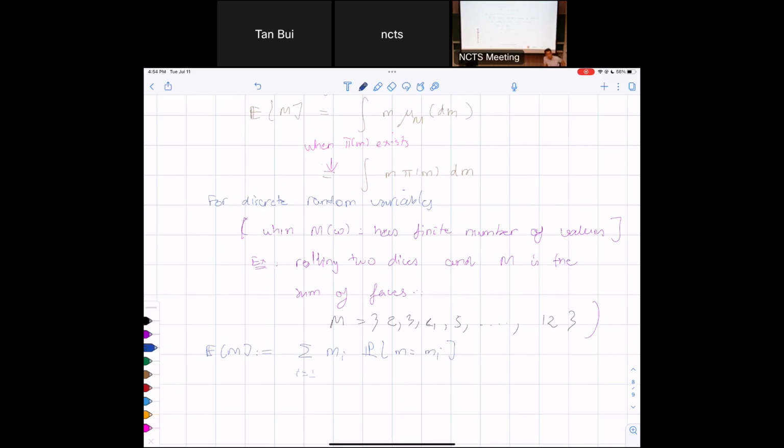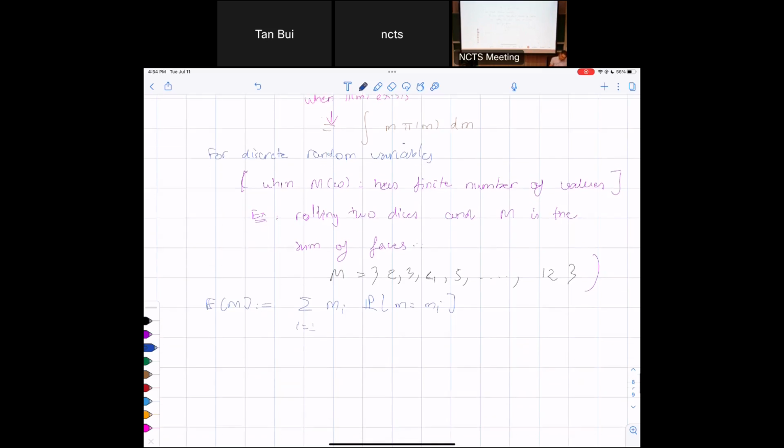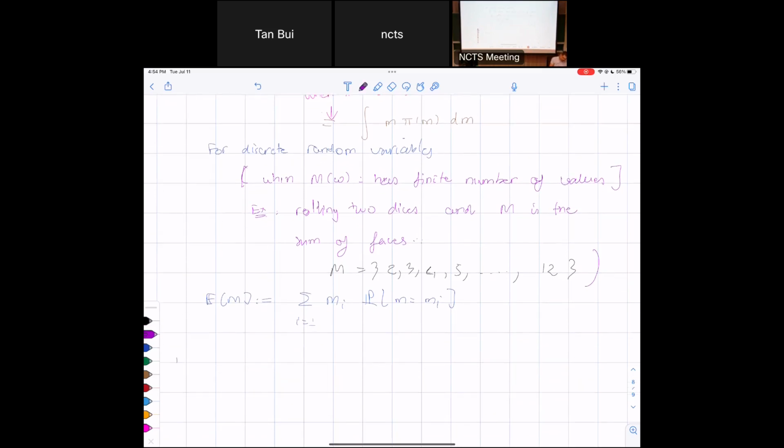Expectation is basically an average, right? Expectation means on average. What are the outcomes? For example, if I take an example, then we will see expectation better.